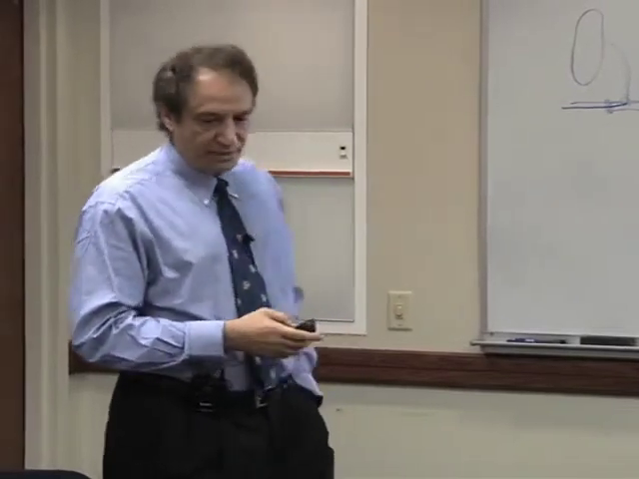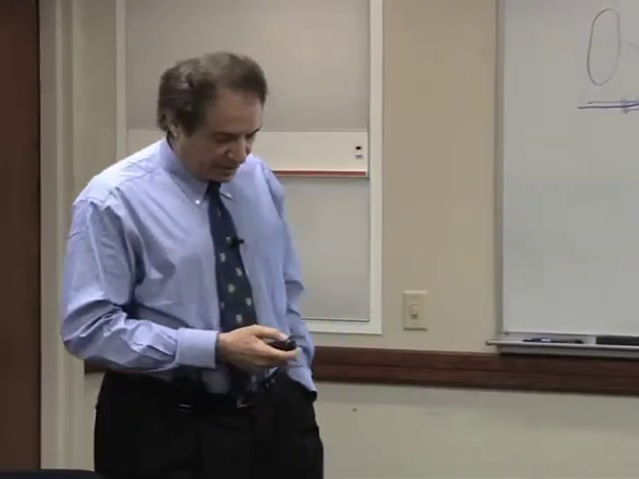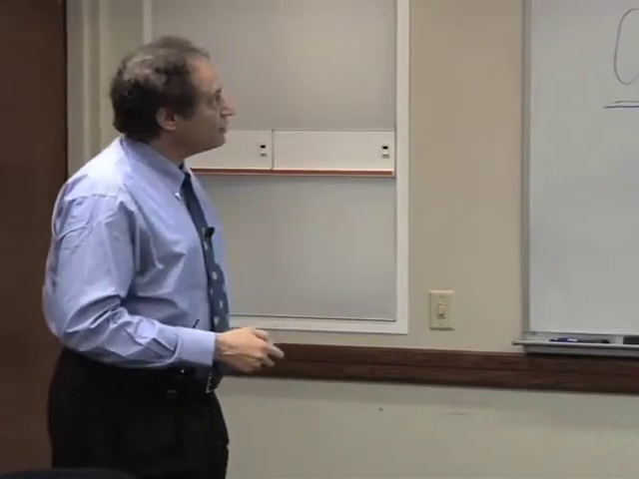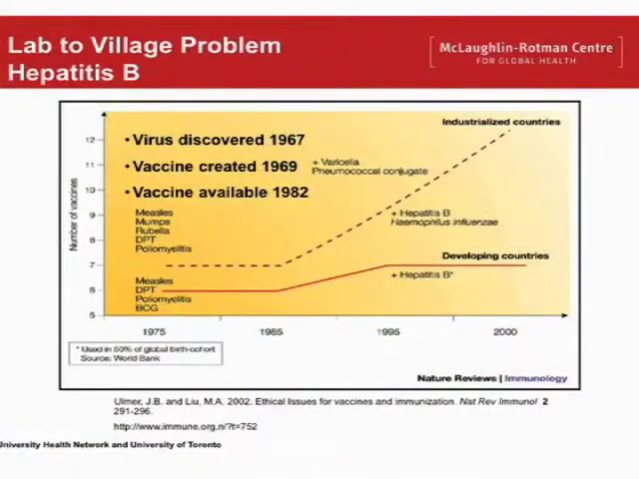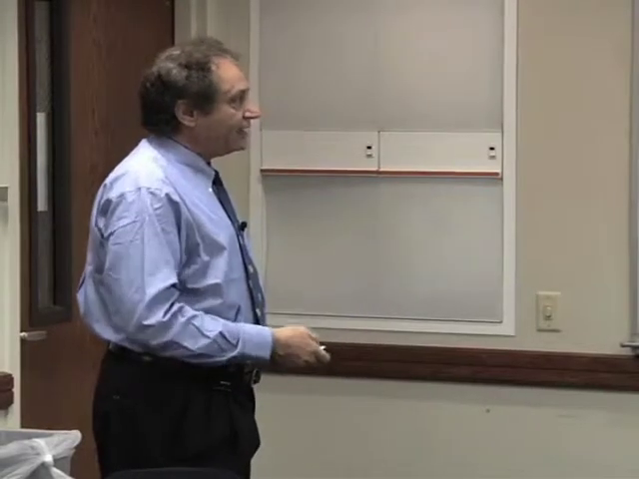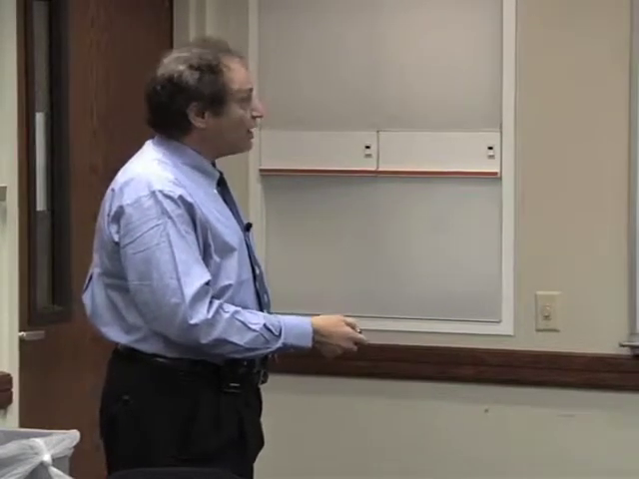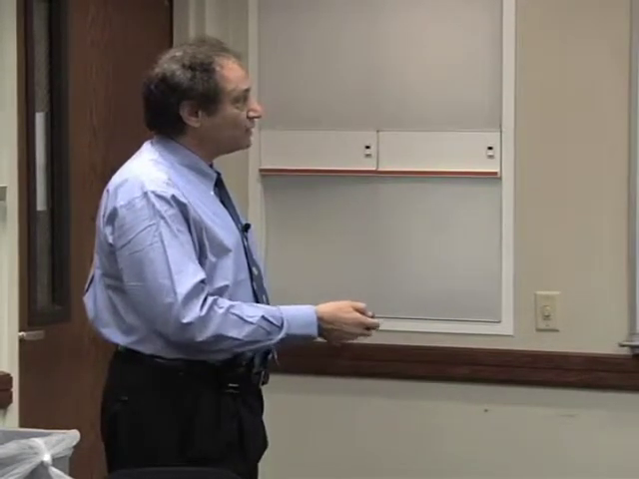Let me now transition to some other work that we have been doing. And I want to introduce that by talking about the hepatitis B vaccine, which was discovered in 1967 here in the United States. The virus was discovered by Baruch Blomberg. The vaccine was created very rapidly, 2 years later. It became available initially from the blood of patients, later on genetically modified form in the early 80s. And was adopted quite widely in the developed world, the rich world.